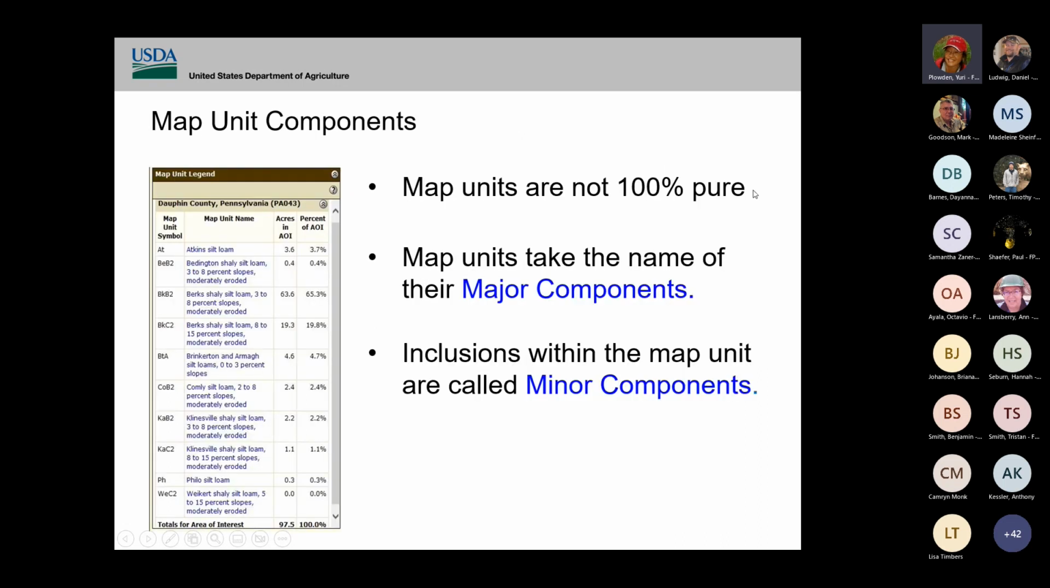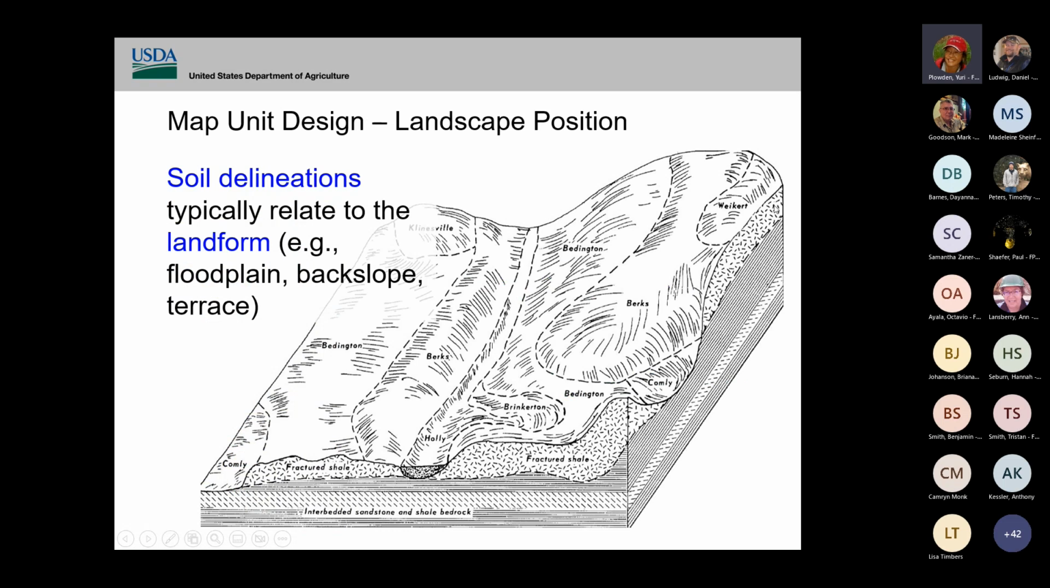Let's see, I don't know if I can do my pointer on this. And then the Beddington soils are on the side slopes. And then down in the concave valleys along the streams, you'll get the Holly. The Brinkerton is at the base of the slope.